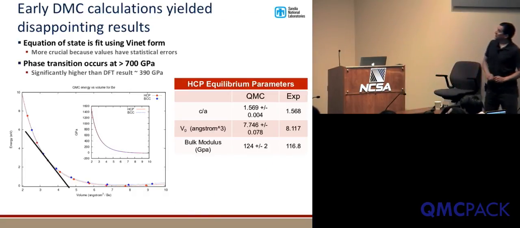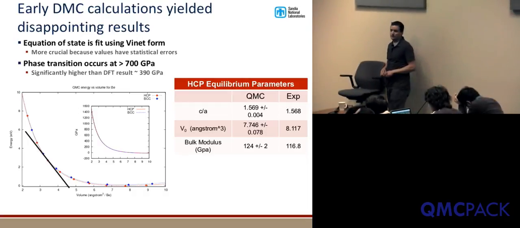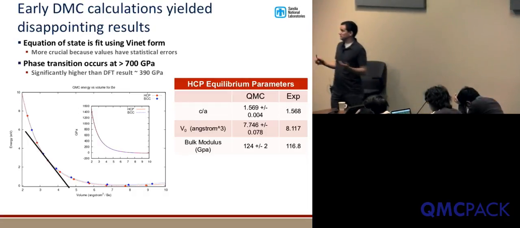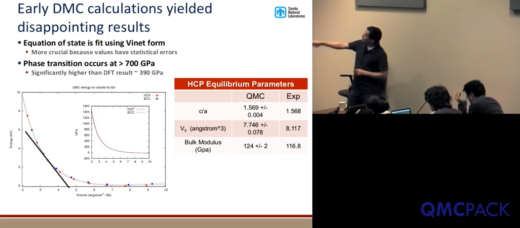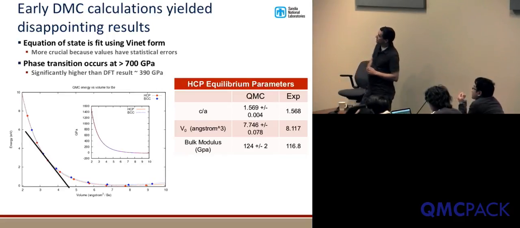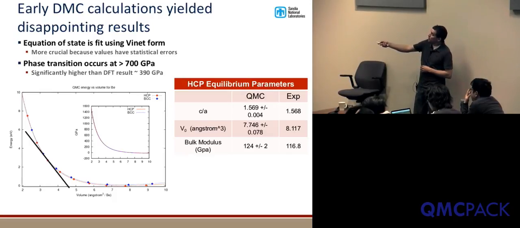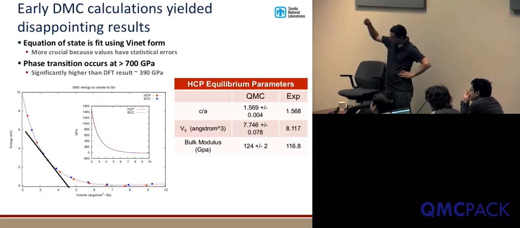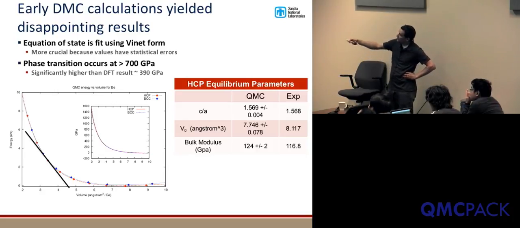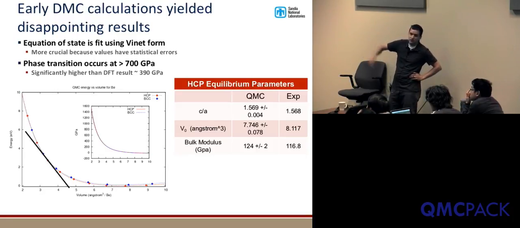So early diffusion Monte Carlo calculations using the methodology from that paper yield results that I considered to be somewhat disappointing. What I'm showing over here are the ambient phase results, where we can compare to experiment for things like the density and bulk modulus. And you can see we're off by quite a bit for the volume, which is the inverse of the density, and the bulk modulus. And you get a transition pressure that's almost double what the DFT calculated.